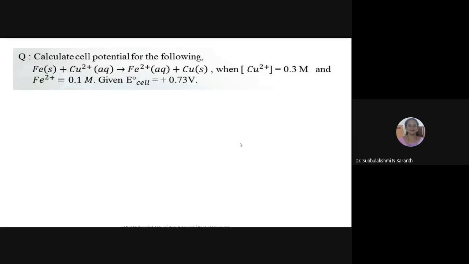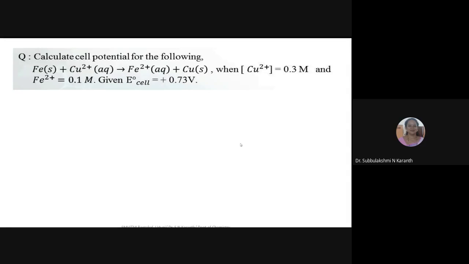Okay. Here, what are the things given? They gave the cupric ion concentration and the iron ion concentration. But they did not mention the electrode potential of copper and the electrode potential of iron. The copper electrode potential is 0.34, whereas the iron electrode potential is minus 0.44, I think it's volt.